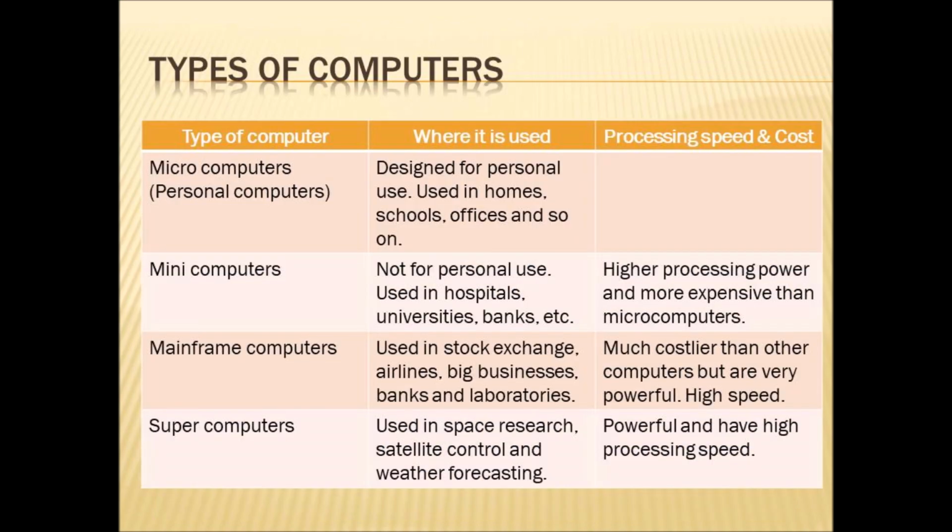Now we'll see the types of computers. There are 4 types of computers. They are microcomputers, mini computers, mainframe computers and supercomputers. Each computer is designed for a different purpose. First, we'll see microcomputers. They are also known as personal computers. They are designed for personal use. They are used in homes, schools, offices and so on. The computers that we are using now for our personal use are called personal computers or microcomputers.